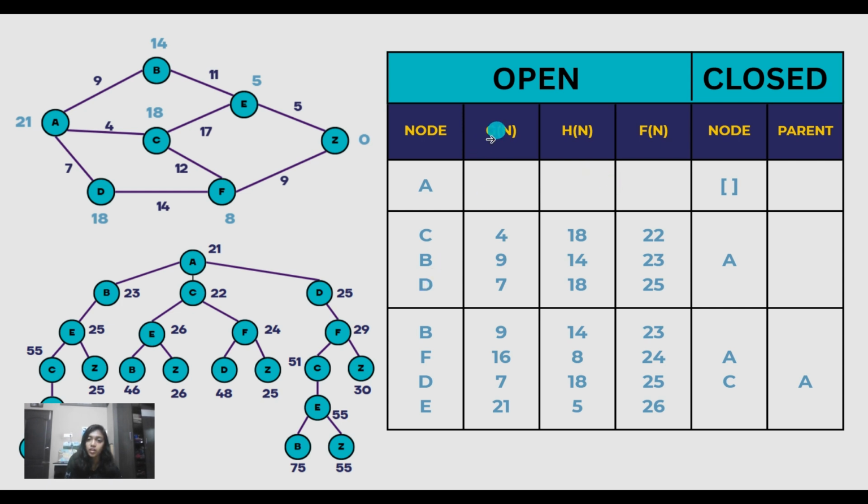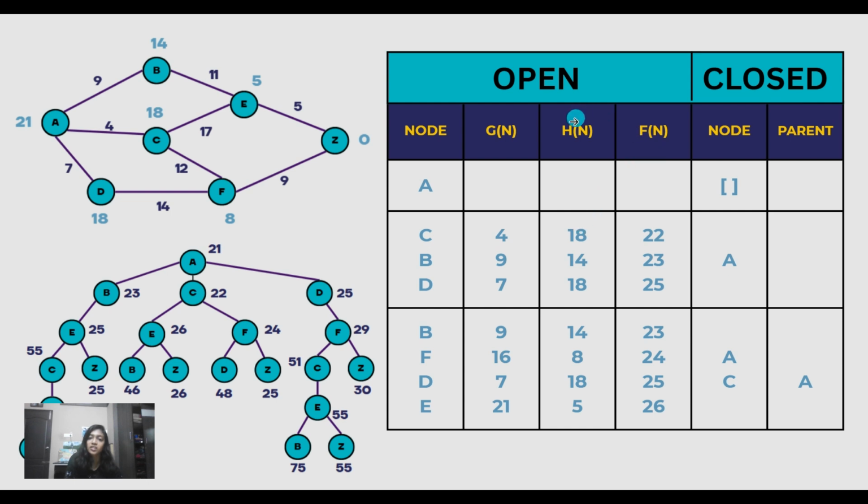So the g of n for C will be 4, as the cost of the path between A and C is 4, so I will write 4. And the h of n value for C is 18, so I will write 18.